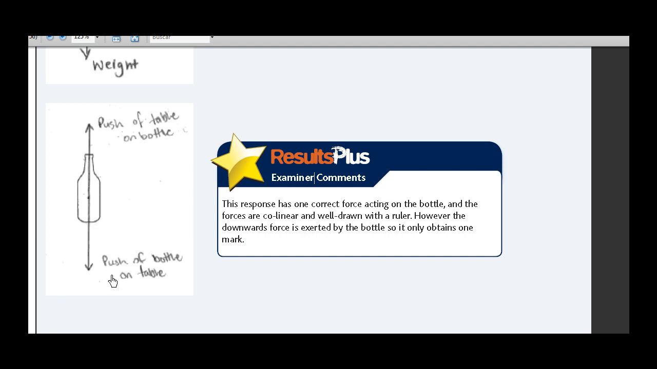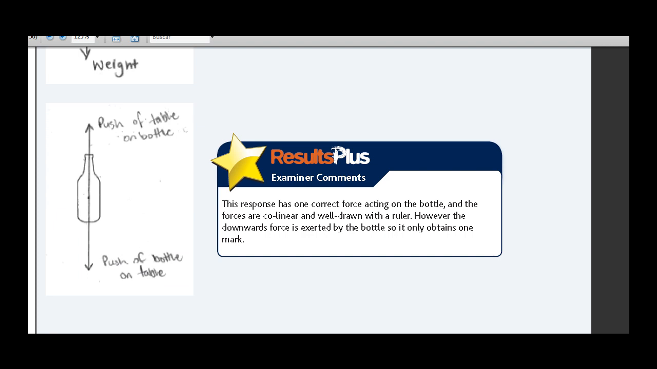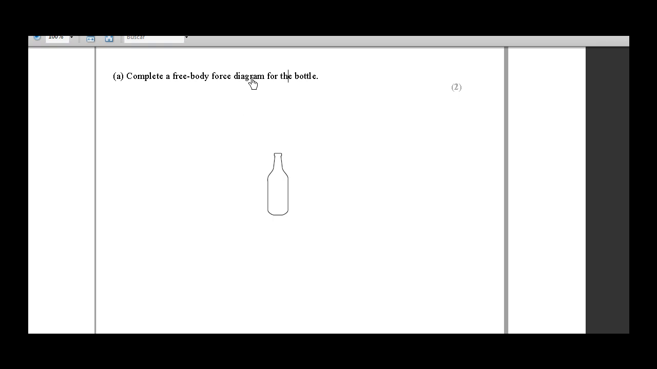It's not asking you for the forces on the table themselves. So what he's done here is he's drawn a Newton's third law pair of forces, which are the same type of force, both contact forces, one on one object and the other on the other. So Newton's pair forces always act on different objects, and these two that he's written here are on different objects. But the exam question asks for a free body diagram for the bottle.